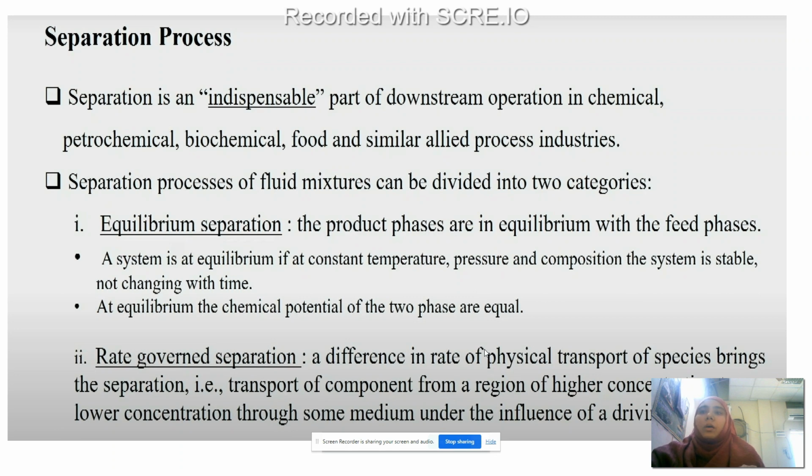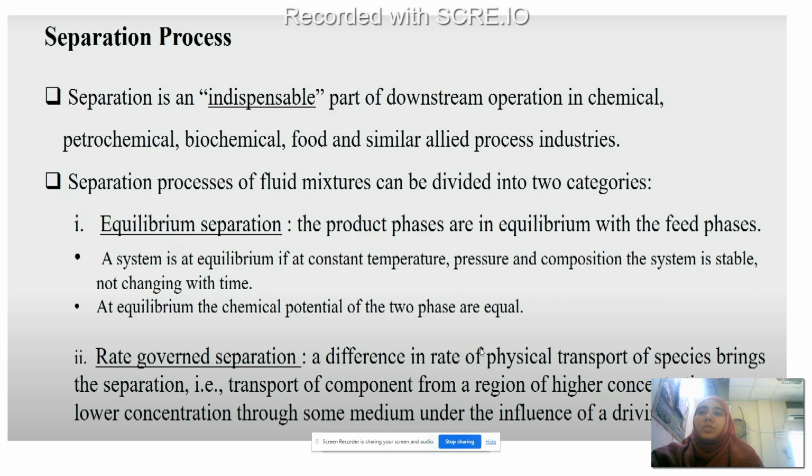So separation is an indispensable part of any downstream operation in industries, whether chemical, petrochemical, biochemical, food, pharmaceutical, or any allied process industries. We can divide the separations of fluid mixtures into two categories. The first one is equilibrium separation and the second one is rate governed separation.